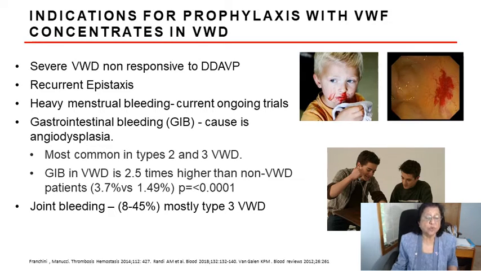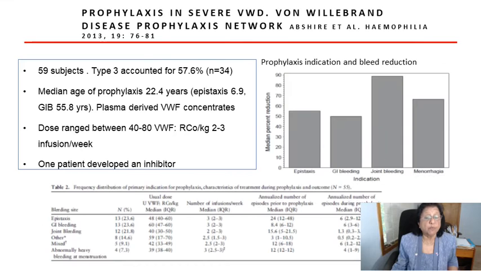I think one of the common things is gastrointestinal bleeding, which is a very, very difficult type because it's very common in types 2 and 3, and it's higher than in non-von Willebrand patients. And clearly, joint bleeding is also seen in mostly type 3 von Willebrand patients who need prophylaxis. So this was a study by Abshire, the von Willebrand disease prophylaxis network, and it had 59 subjects with type 3 accounting for 57%. The mean age of prophylaxis was 22. Those with epistaxis were lower, and the dose range varied between 40 to 80, and it was very successful.